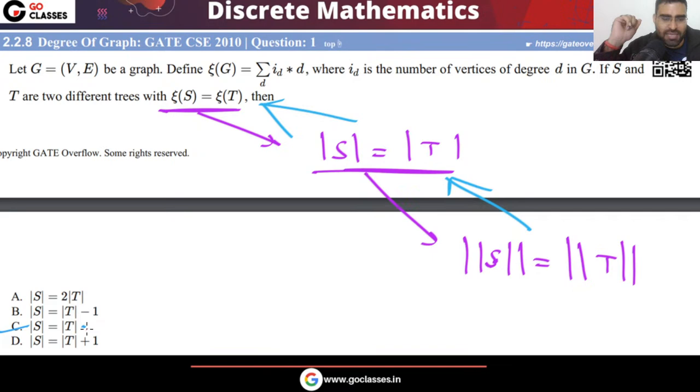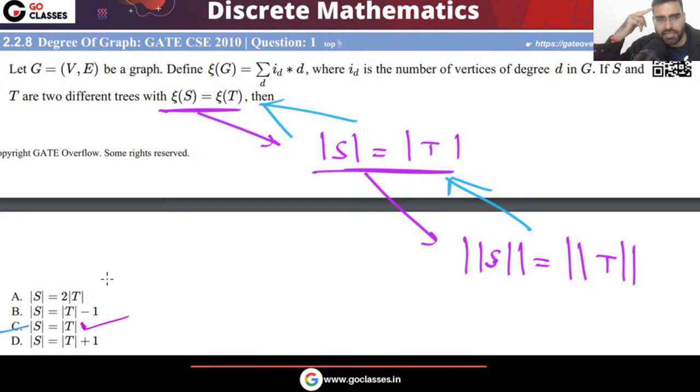Subhadeep, let's assume you don't know about this symbol. Let me assume for a moment. Then also it does not matter, because the number of vertices is the same, the number of edges is the same. It does not matter whether you understand this symbol or not. Your answer will be this because same number of vertices, same number of edges. You have no motivation, no reason to select A, B, D.